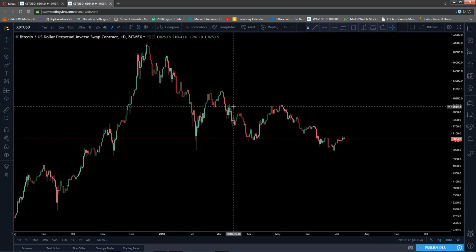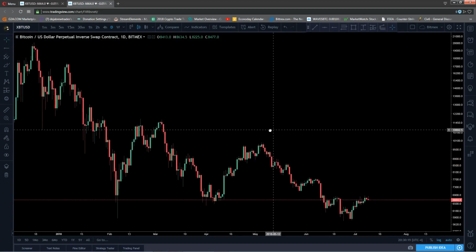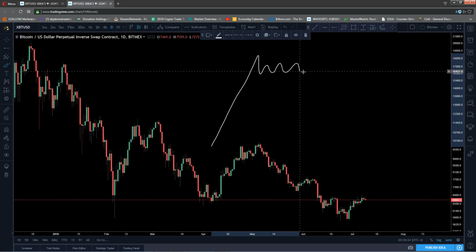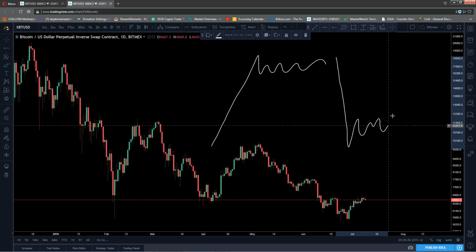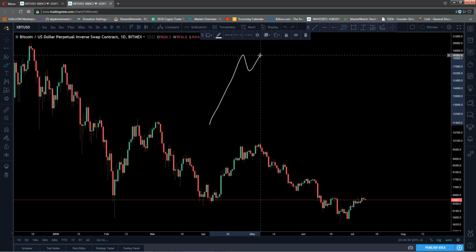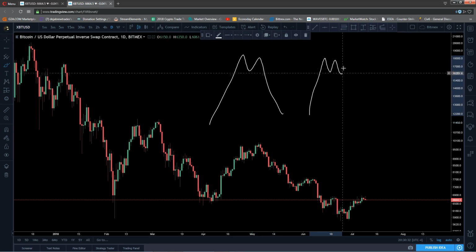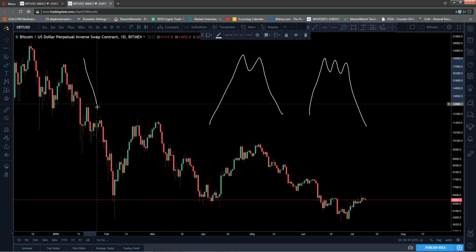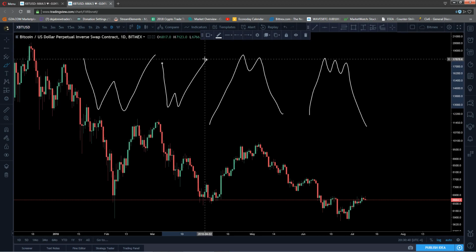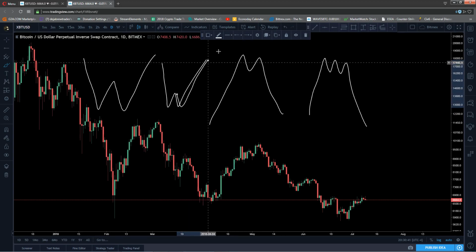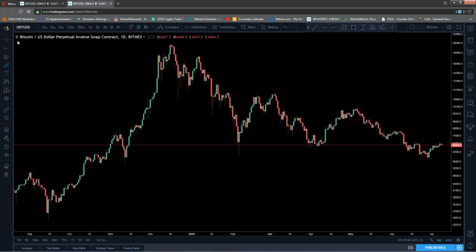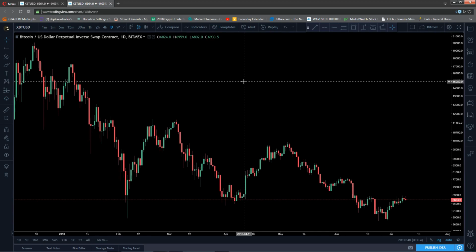Just know that in trading these swing highs and swing lows, the best patterns to look for are bull flags and bear flags. And also double tops, triple tops, or double bottoms, triple bottoms. Those will all give you very strong swing high and swing low resistance and support levels.